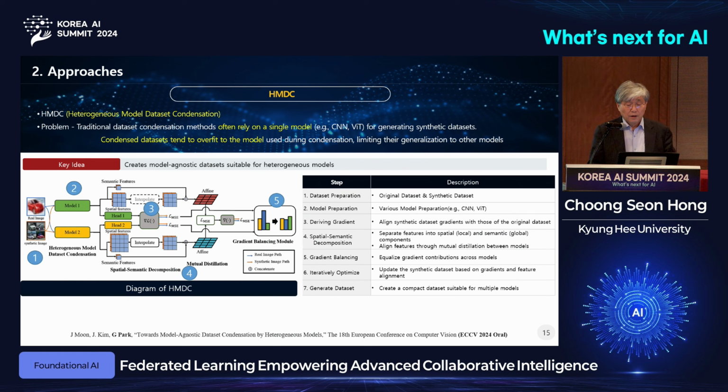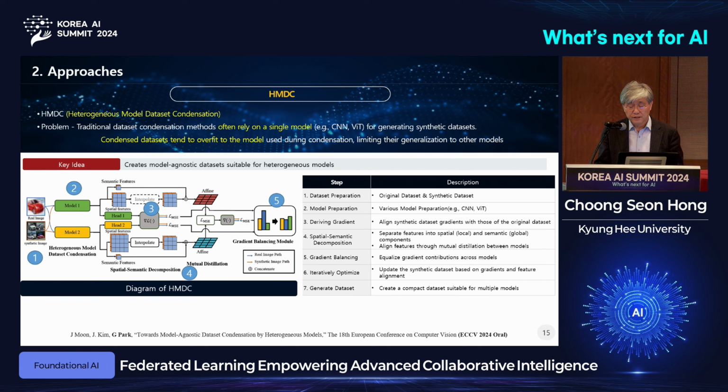Now let me introduce the HMDC, which stands for heterogeneous model dataset condensation. The traditional dataset condensation methods often use a single model like CNN or ViT to create a synthetic dataset. This can cause the condensed dataset to overfit to the specific model, limiting its generalization to other models.